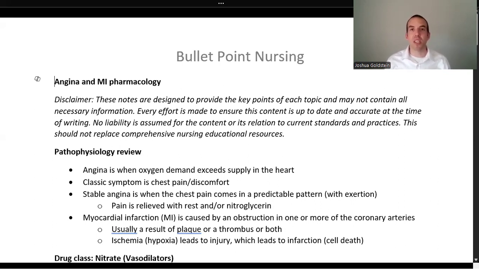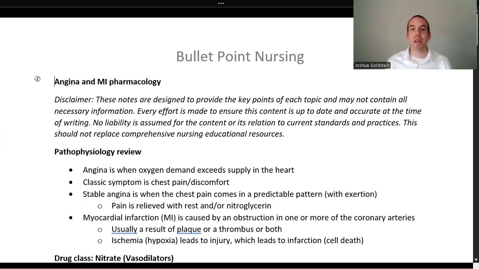Now, there's two types of angina. There's stable angina and unstable angina. Stable angina is what we're going to talk about, and that's where the chest pain comes in a predictable pattern. For example, the patient understands that every time they go for a jog, their chest starts to hurt, and it stops when they sit down for a few minutes, or it stops when they sit down and take nitroglycerin, something like that. That's classic angina. We're not going to discuss unstable angina, which is where it deviates from the normal pattern.